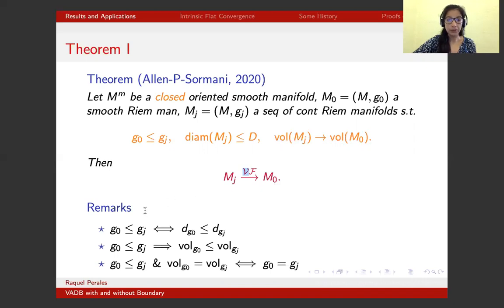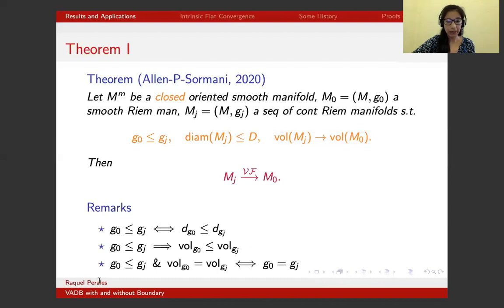The remarks of this theorem are as follows. The inequality on the tensors G0 less or equal than Gj can actually be thought of as an inequality of the distance functions with respect to the Riemannian tensors. The points in M0 will have a smaller distance than the points in Mj. This inequality of the tensors also implies that the volume of M0 is less or equal than the volume of Mj. So this volume convergence is actually a monotone volume convergence.